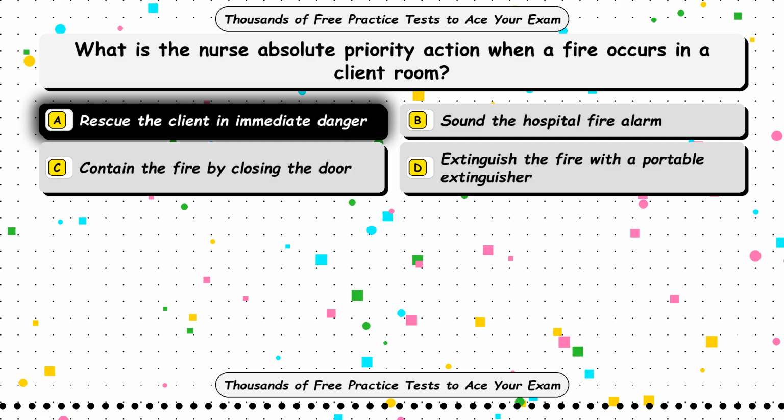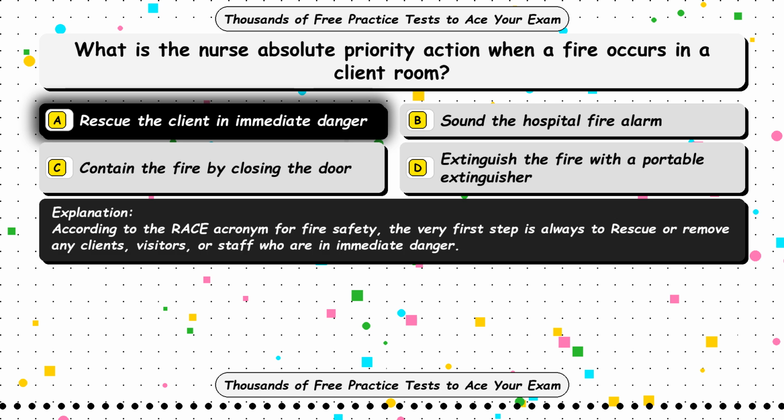The correct answer is option A, rescue the client in immediate danger. According to the RACE acronym for fire safety, the very first step is always to rescue or remove any clients, visitors, or staff who are in immediate danger.